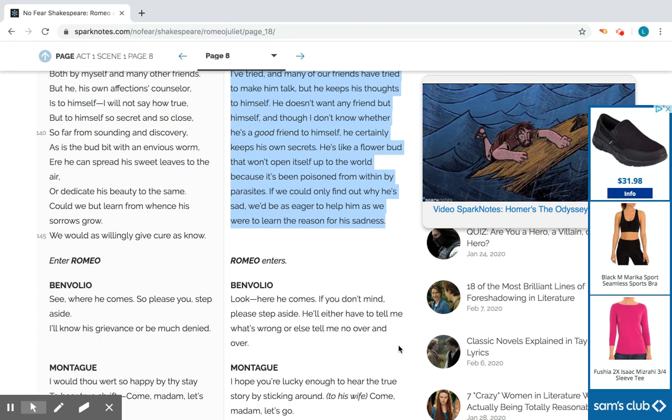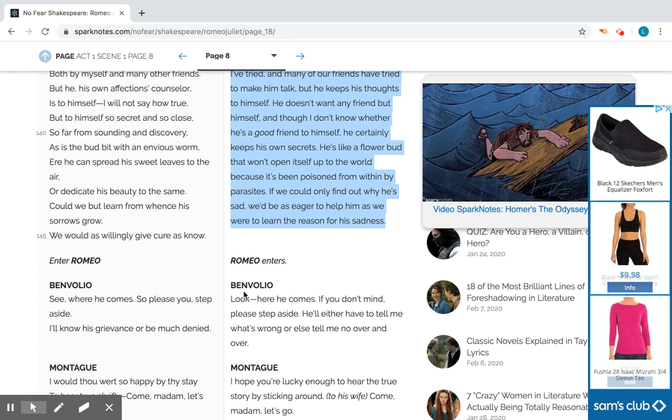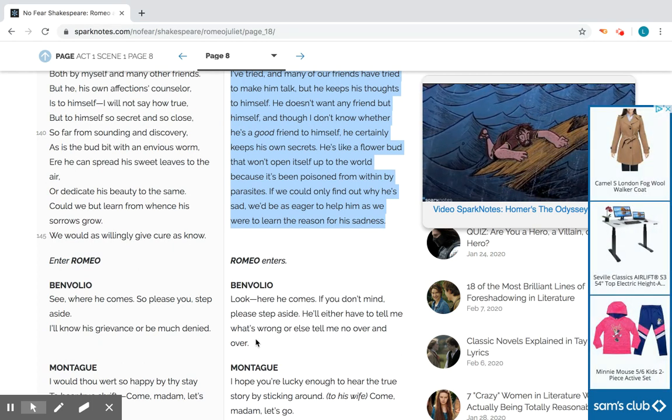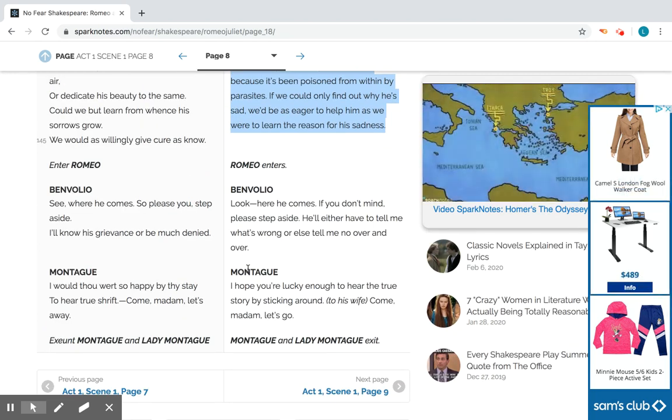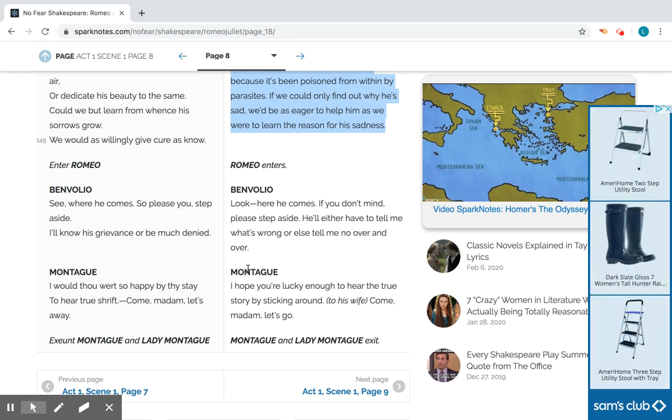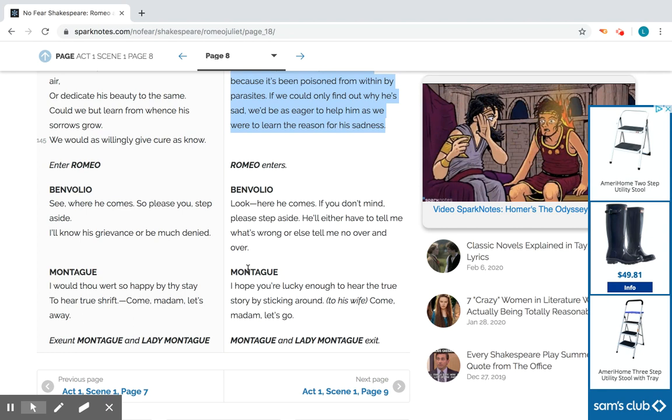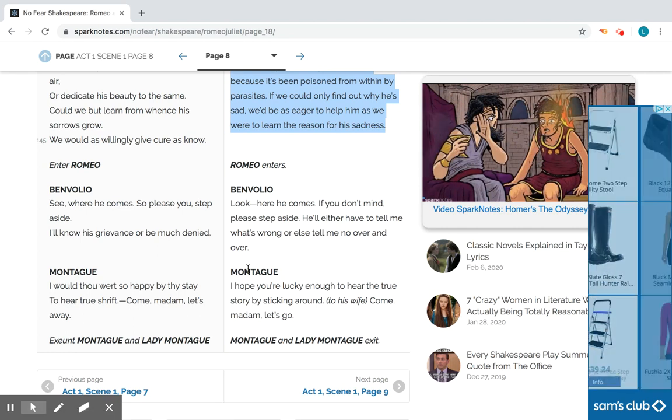I will. All right, so they see Romeo coming here, and Benvolio says, hey, Uncle, why don't you head out? Let me see if I can figure out what's going on with Romeo. So Mr. Montague and Mrs. Montague leave, and Benvolio's trying to figure out what's going on with his friend Romeo.